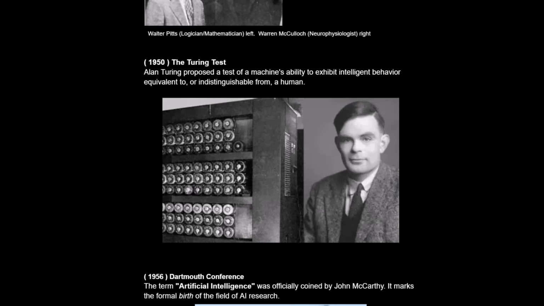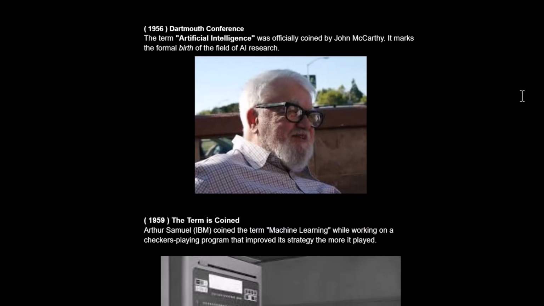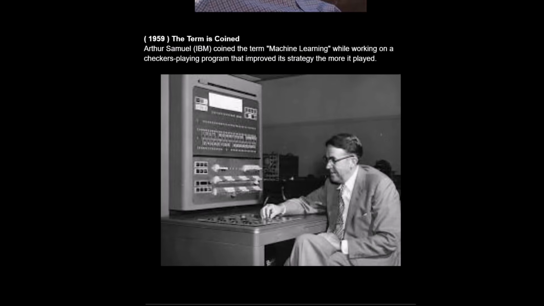Then comes the Turing test in 1950. Alan Turing proposed a test of a machine's ability to exhibit intelligent behavior equivalent to or indistinguishable from a human. 1956, Dartmouth Conference. The term artificial intelligence was officially coined by John McCarthy. It marks the formal birth of the field of AI research.